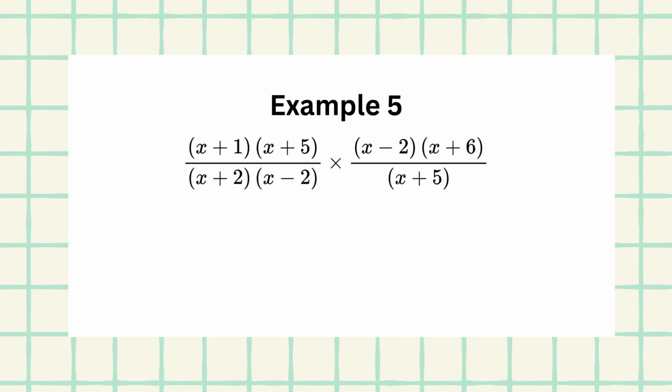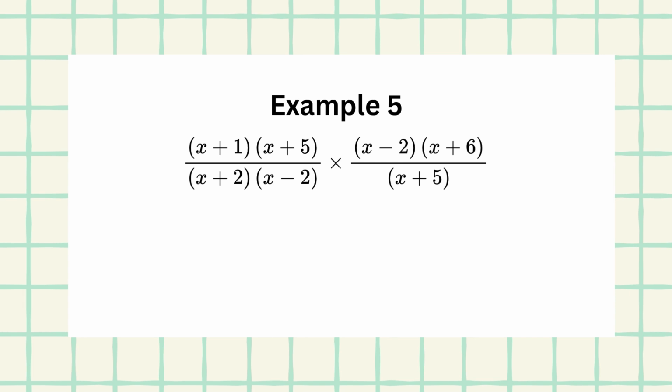Let's try another hard one. You've got now x plus 1 times x plus 5 over x plus 2 times x minus 2. Now each of those expressions are in brackets. Times x minus 2 times x plus 6 over x plus 5.